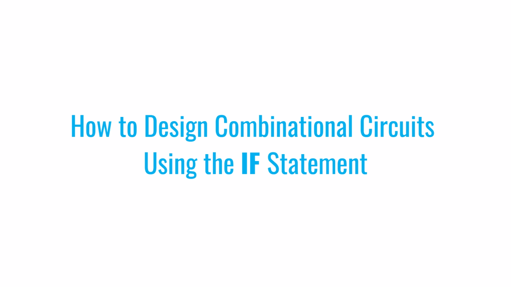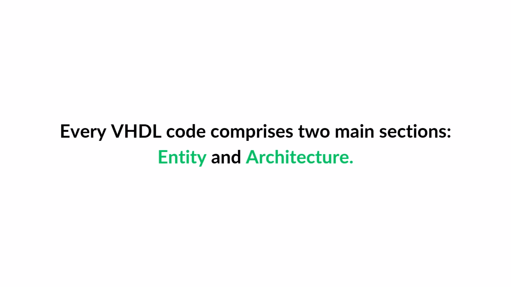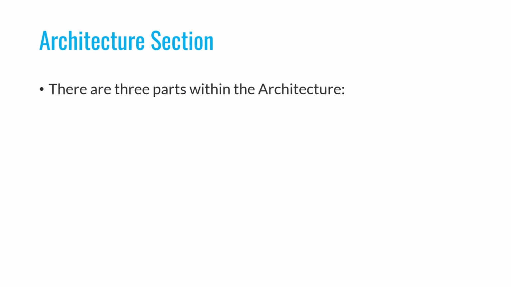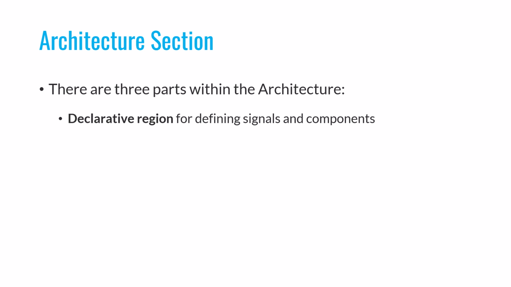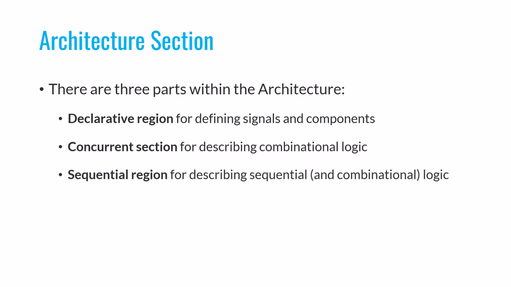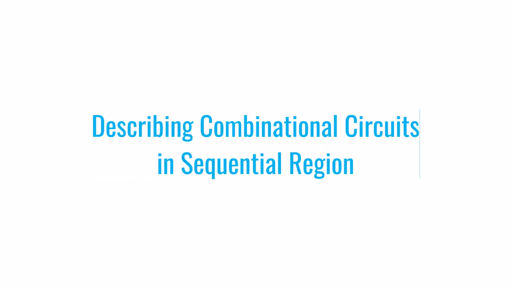From previous lessons, you'll likely remember that every VHDL code is generally composed of two main sections, entity and architecture. The architecture section itself is divided into three parts. The first part is where you declare signals and modules. The next part, which is the concurrent section, is where you can describe combinational circuits. And finally, within the concurrent section, there is the sequential region, where you can describe both combinational and sequential circuits. The topic of this video focuses on using the sequential region for describing combinational circuits.